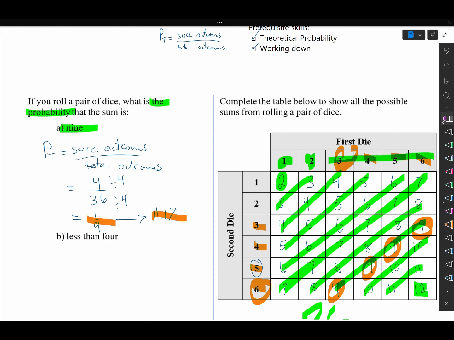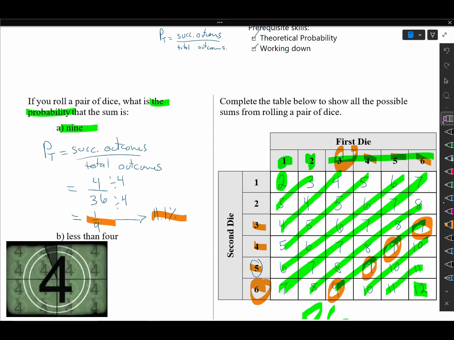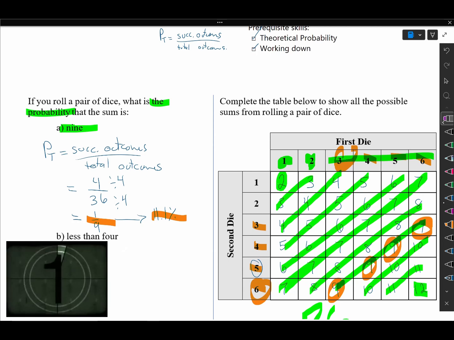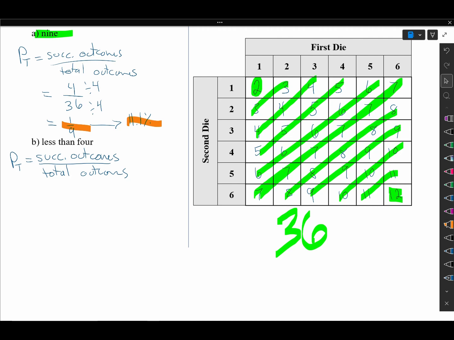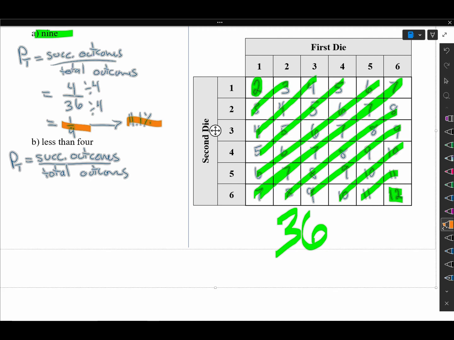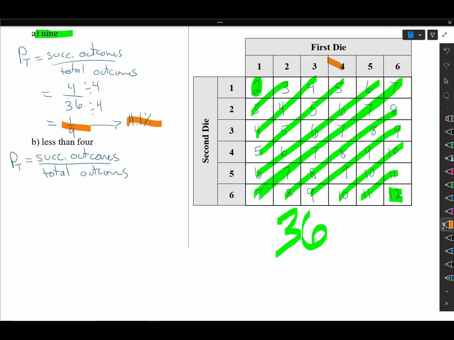Now, I'll ask you to try out this one on your own. Pause the video here and try and calculate the theoretical probability of rolling a sum that is less than a 4. Go for it. Good, so working less than a 4. Now that does not include a 4. A 4 is not less than a 4, as 4 is equal to a 4. Right?